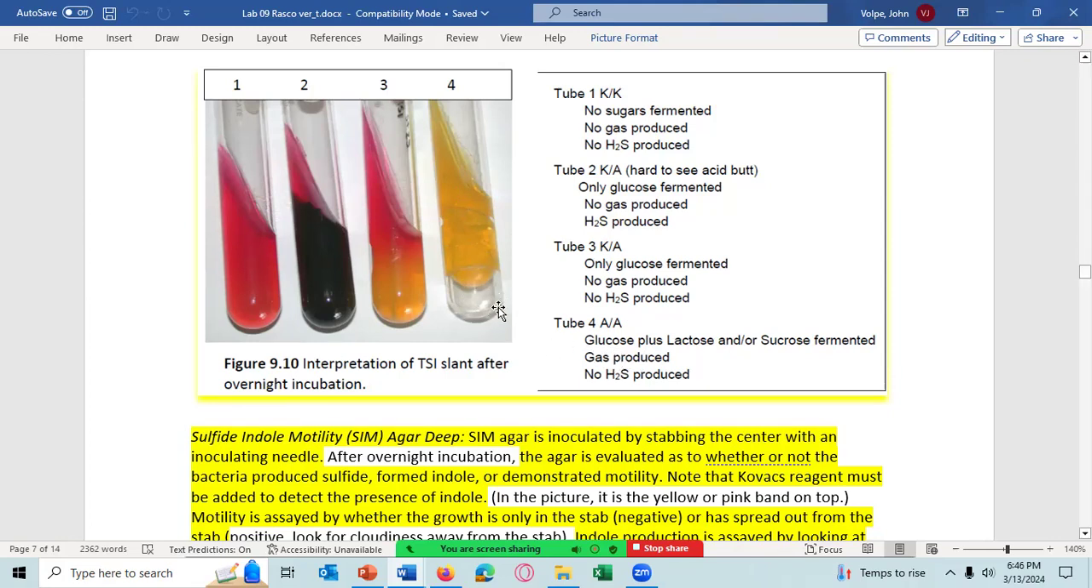This tube also has gas production. You can see a bubble or the cracking of the media, which means production of gas. That's how you read the TSI tube. And yes, it's complex. Sorry about that.